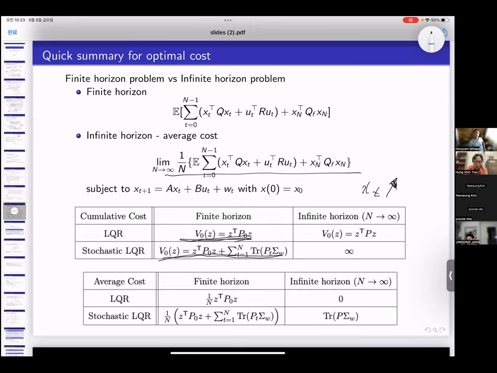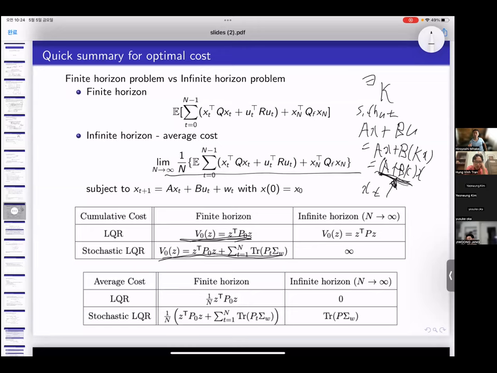However, we generally assume that the system is stabilizable, which means that there is a control gain matrix K such that Ax plus Bu, where u is determined by the control gain matrix as Kx, can be written as (A plus BK)x.